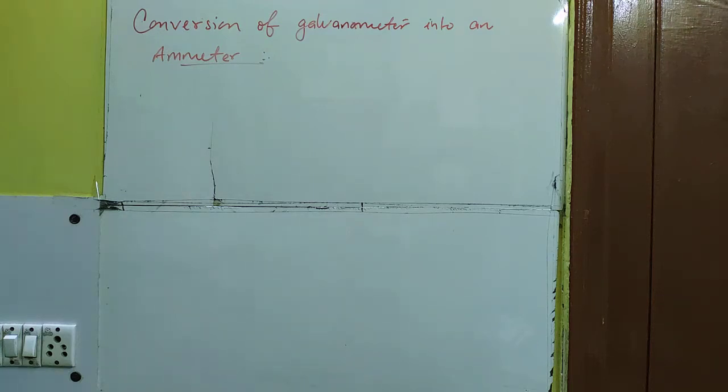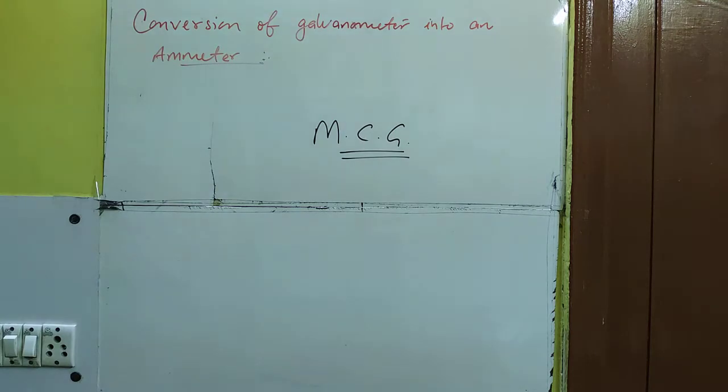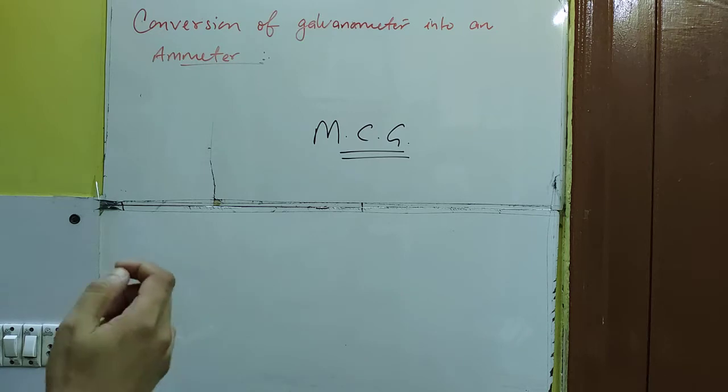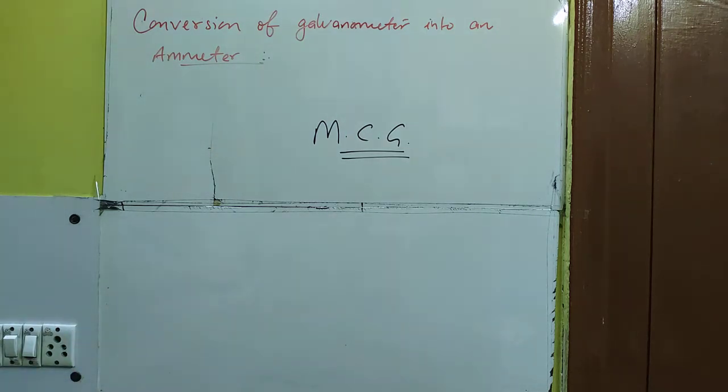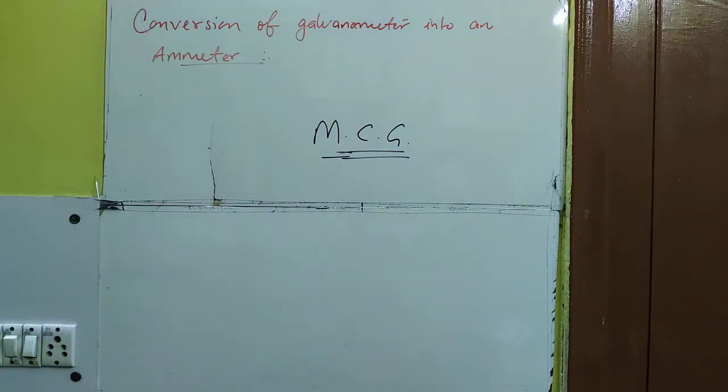Hello students. In the last lecture we discussed the moving coil galvanometer, that was the MCG, and we also discussed that a galvanometer is a device which can detect a small value of current or voltage. That means it is a highly sensitive device. So remember that if any device is very sensitive, that means its figure of merit is very less. I repeat again, if any device is highly sensitive, that means its figure of merit, that means its efficiency, is less.